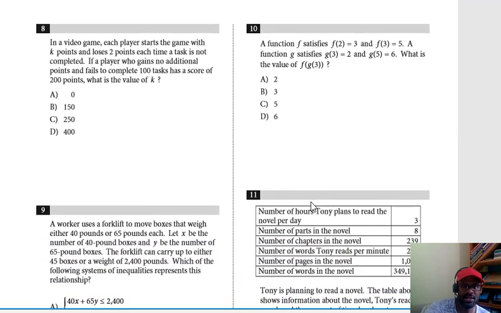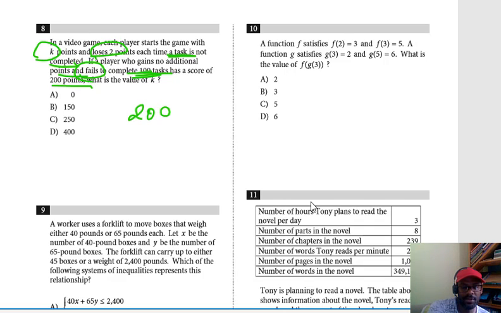In a video game, each player starts the game with K points and loses 2 points each time a task is not completed. If a player who gains no additional points fails to complete 100 tasks, whenever he fails a task he loses 2 points. So if he fails to complete 100 tasks, that is the number of points he's going to lose, but in general he has a score of 200 points.